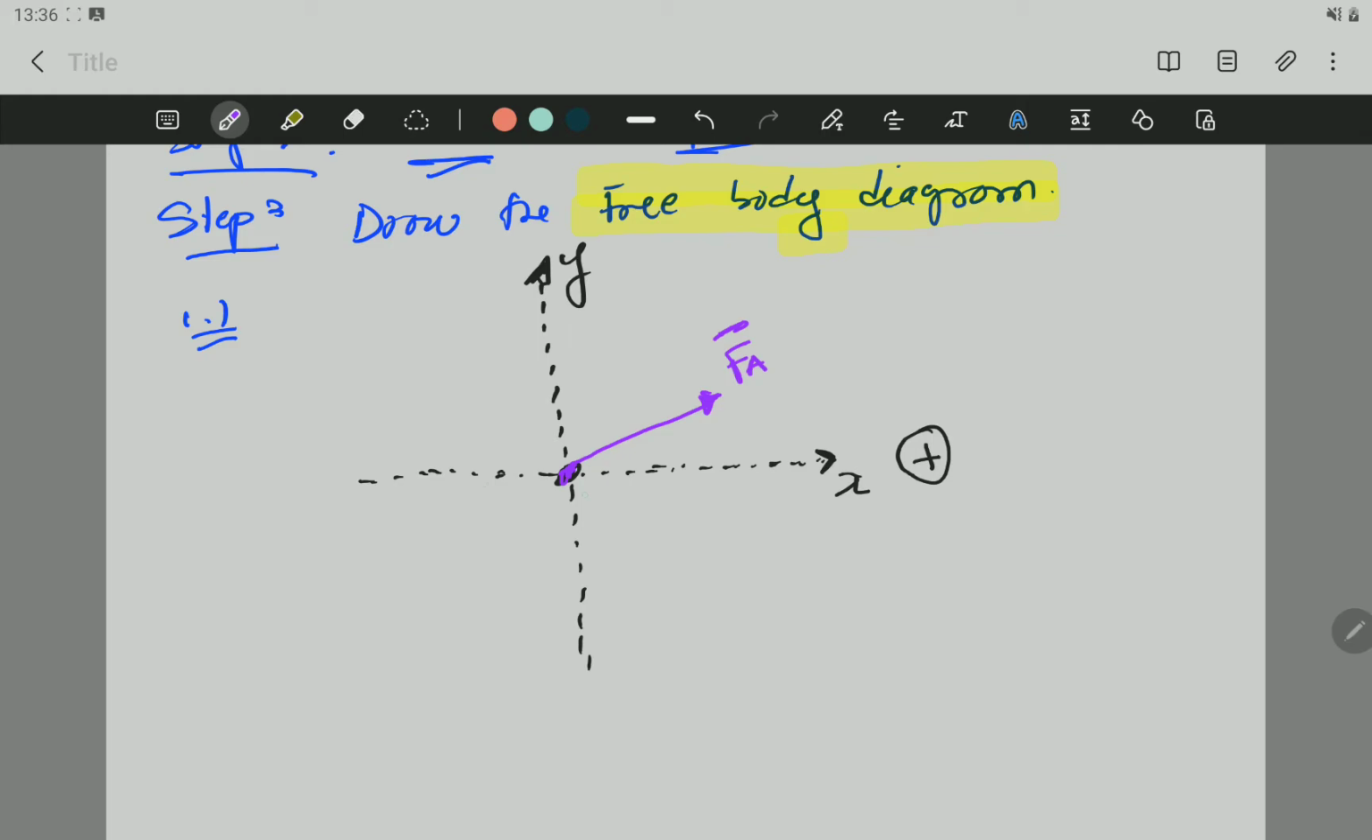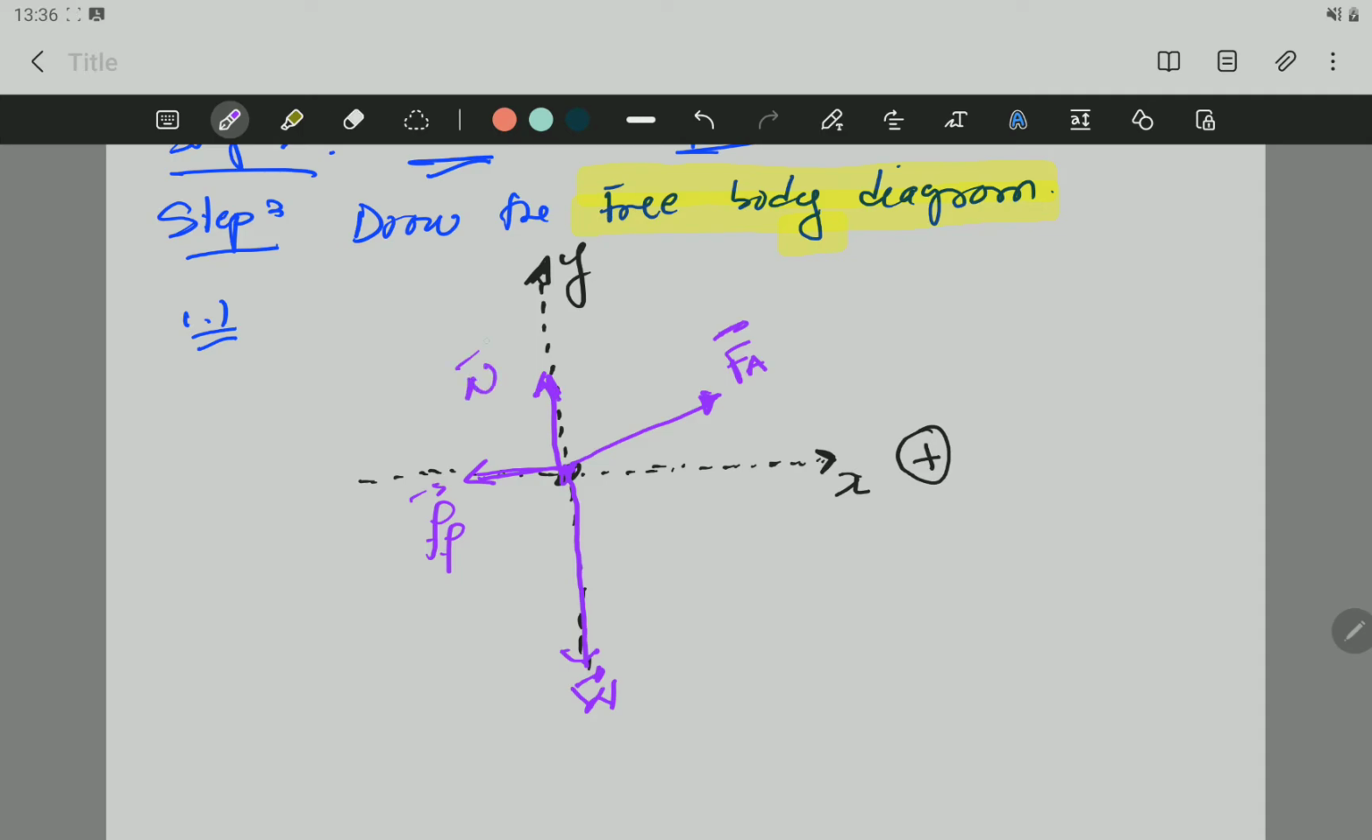What other forces are acting there? Well, there is friction. This is a frictional force. There is a weight, or gravitational force, and there is normal force.